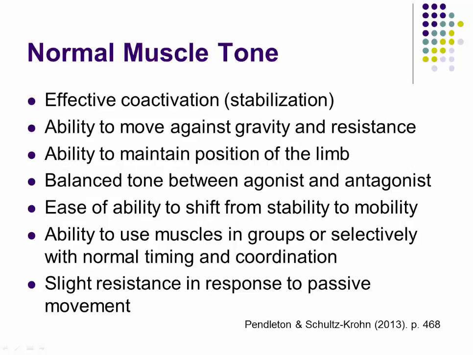You want to have effective coactivation in order to have stability. Say if you're sitting upright, your flexor muscles and your extensor muscles of your trunk need to be working together for you to maintain your stability. However, if you went to move, you'd have to have an ease or ability to shift from stability. So you're bending over to pick something up, your flexor muscles of your trunk are going to be more active. You want a gradual balance between the two muscle groups.